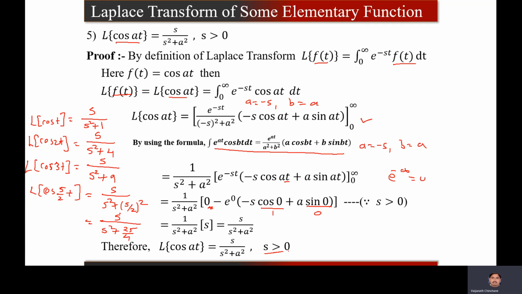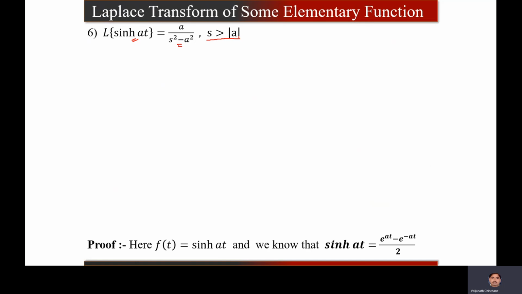Using this formula we can find Laplace of cos at, where a can be any constant. So this is about the Laplace of cos at. Now we see the next elementary function, that is Laplace of sine hyperbolic at. Now there is only the difference of this minus. In simple sine of at it is a upon s square plus a square, but for hyperbolic at it is a upon s square minus a square, and this s should be greater than mod of a.